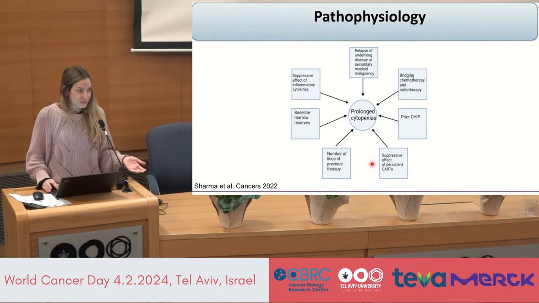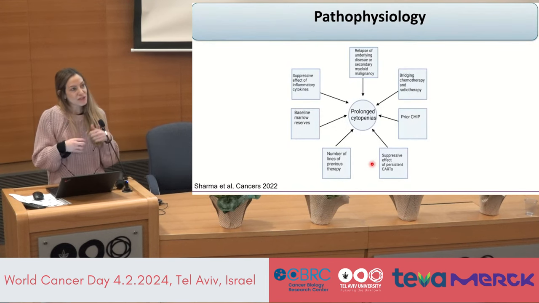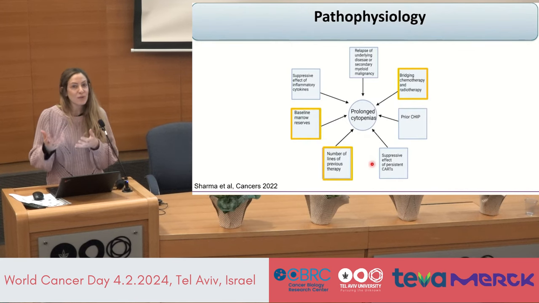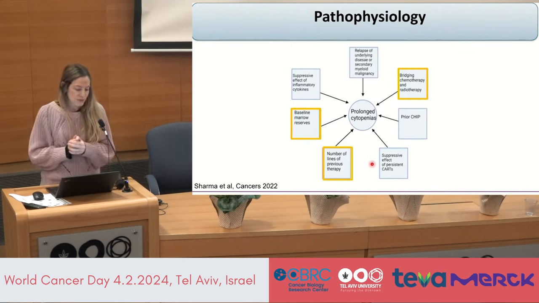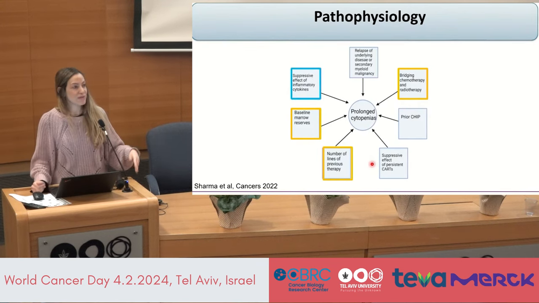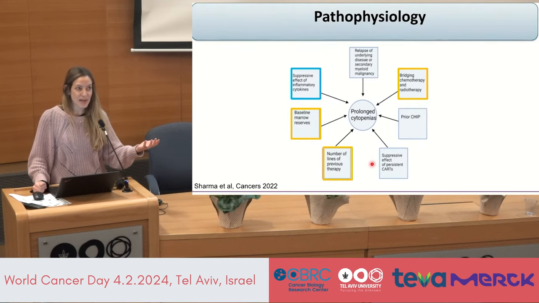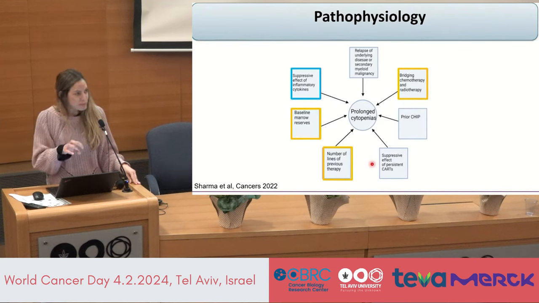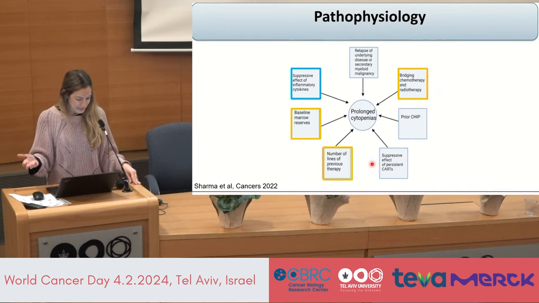What do we think is the pathophysiology, or what factors can contribute to this? So first of all, we're talking about patients that have already gotten several chemotherapy lines. Their bone marrow is exhausted, so the baseline bone marrow reserve is low. Then we give them CAR T cells. The CAR T cells produce cytokines and cause the cytokine-related syndromes. So this is probably related to the bone marrow cytopenia that we can see, and this is due to the suppressive effect of the inflammatory cytokines.